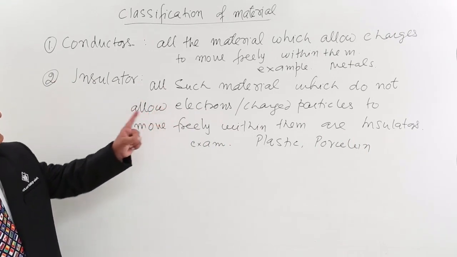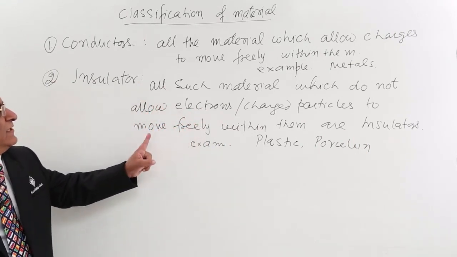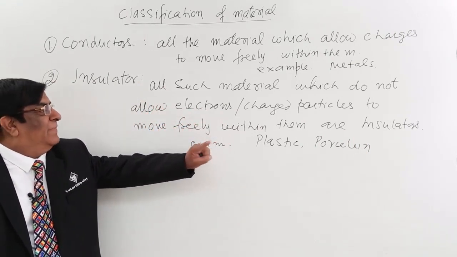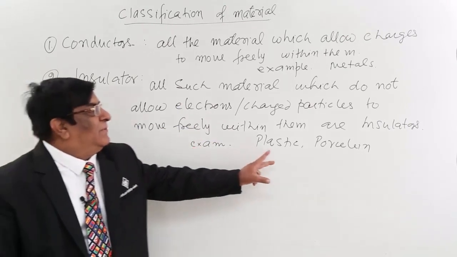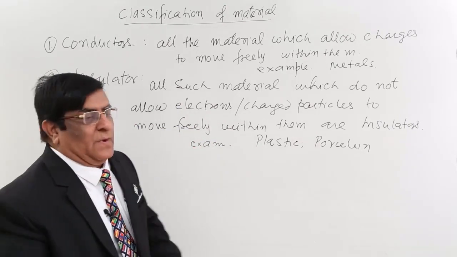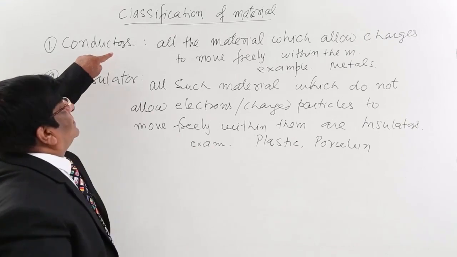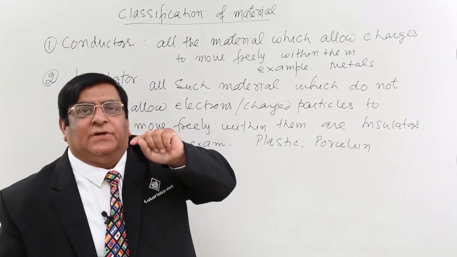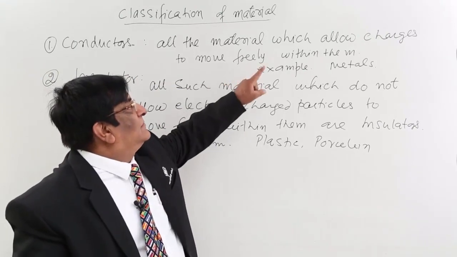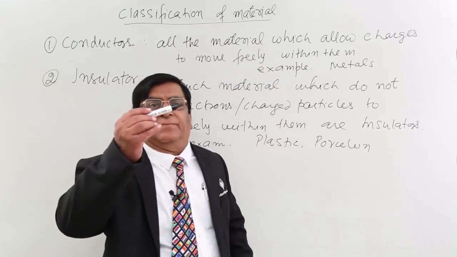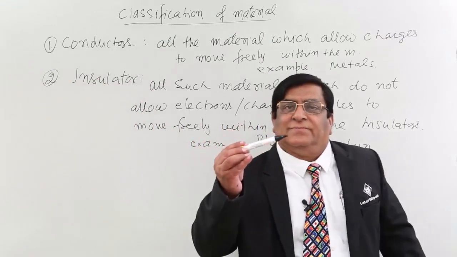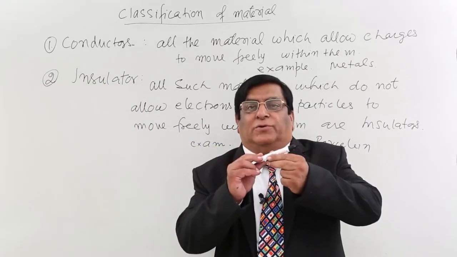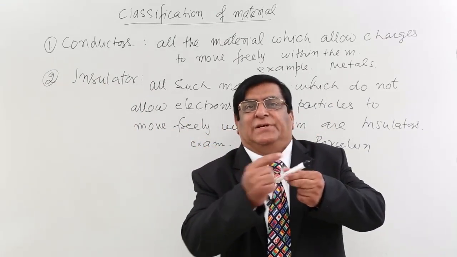Insulators are all such materials which do not allow electrons or charged particles to move freely within them. Examples are plastics and porcelain. Now, this property of conductors which allows charges to move makes them conductors. We need them whenever we want to carry charges from one place to another.